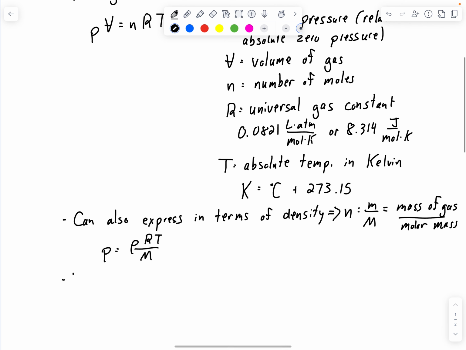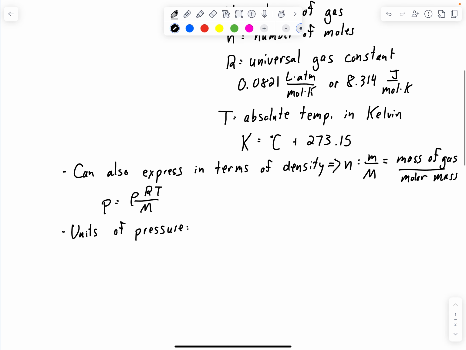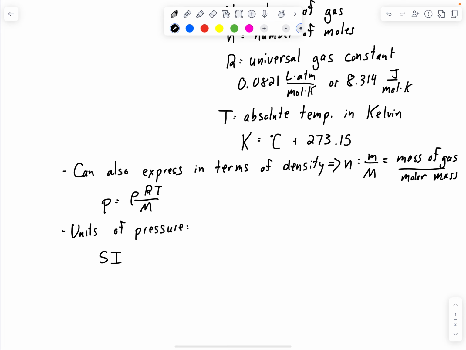The units depend on the system we're using. In the SI system, we will use pascals, which is equivalent to newtons per meter squared, abbreviated as Pa. And in the BG system, we'll use pounds per inch squared, also known as psi.